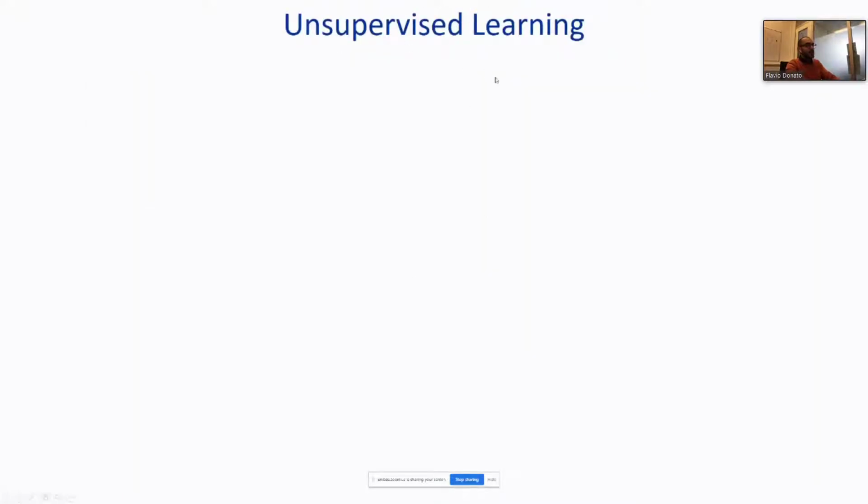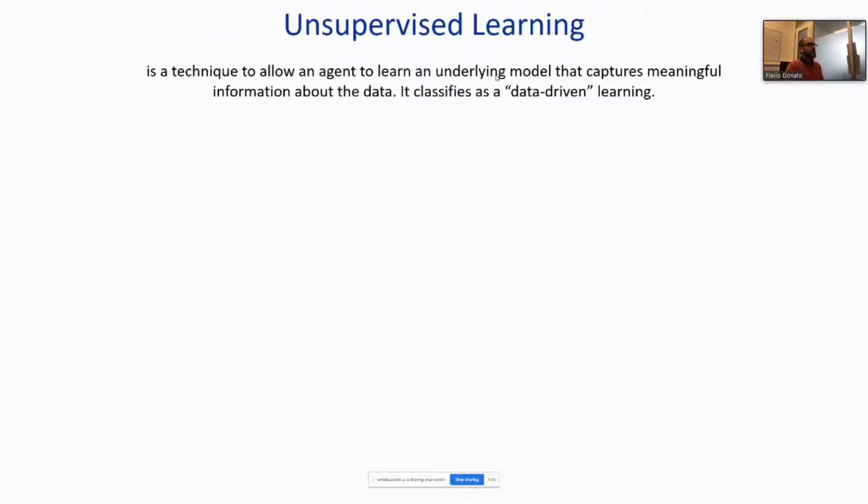The second class of machine learning methodology, I don't even know what the correct term for this is, is unsupervised learning. There is a technique that allows an agent to learn a model that captures meaningful information about the data. You're not given any label for your data. You need to come up with an internal model, or a solution, that is able to cluster together data points that are similar to each other. This is classified as data-driven learning. There is no teacher, there is no reward or punishment in terms of an interaction with the environment. So that's how unsupervised learning works.